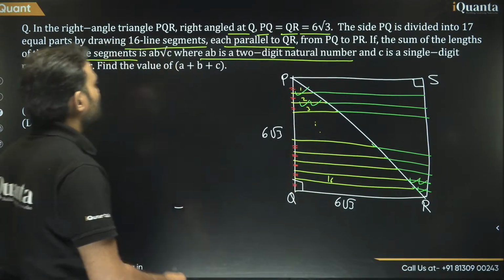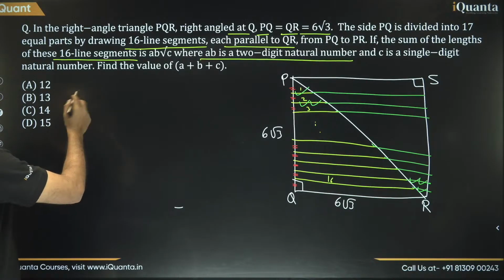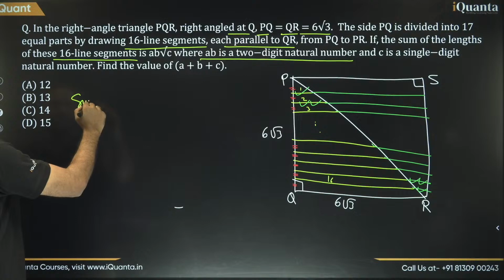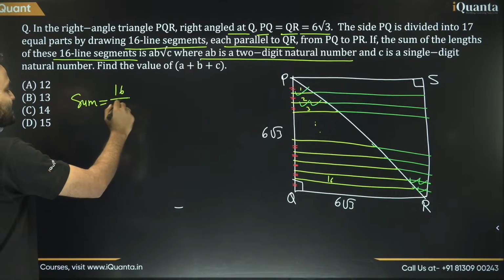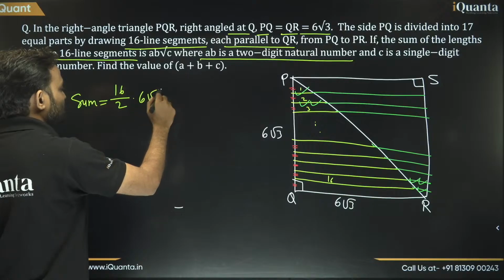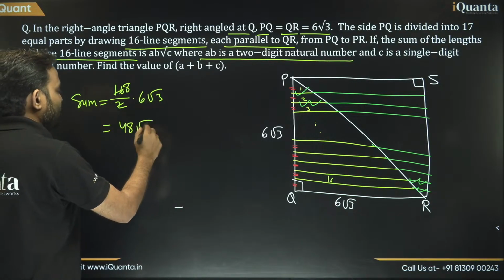right? So what we can say, the total sum, it says the sum of the length. So the sum will be equal to, there are 16 lines. We can take 16 by 2 into each length, which is 6 root 3. This is 8 times, which will be equal to 48 root 3.